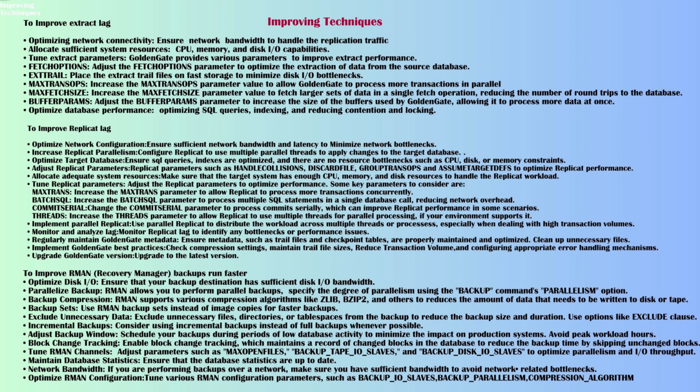Compress the backup data. RMAN provides the option to compress backup data, which can significantly reduce the size of the backup files. Compressing the data reduces the I/O required for writing the backup files, leading to faster backups. You can enable backup compression using the CONFIGURE COMPRESSION ALGORITHM command or by setting the compression parameter in your RMAN script.